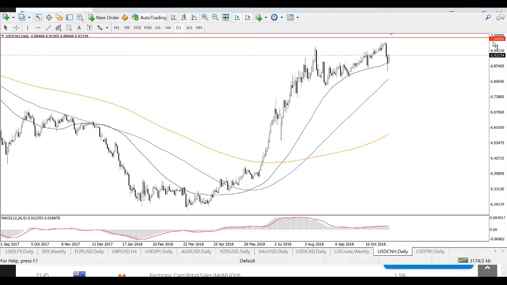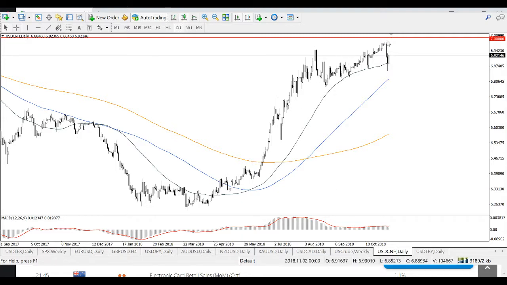And finally, have a look at the chart of the US dollar versus the Chinese yuan. We talked about the importance of the level of 7 last time, that Chinese authorities may decide not to let the USD get above this level. And indeed, the pair corrected down, though found some support at 6.88.